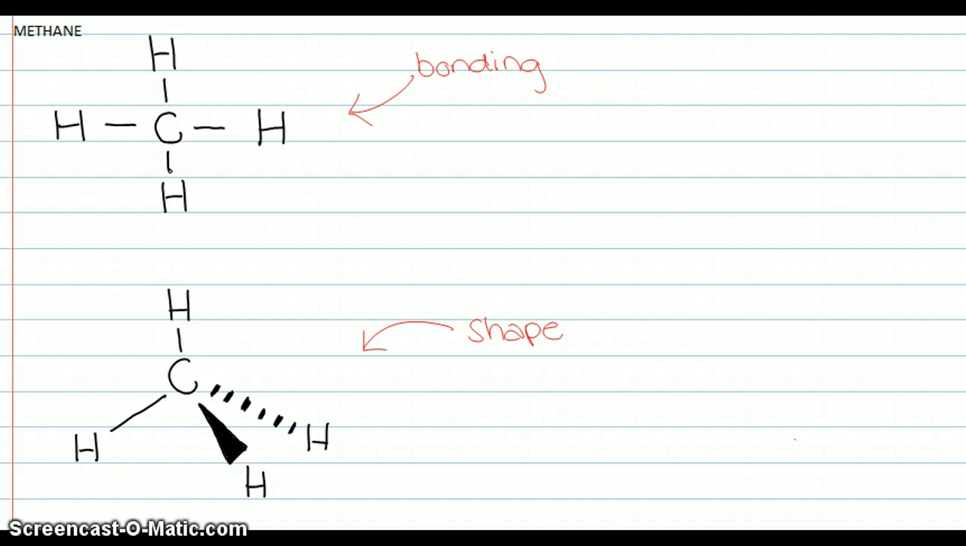In a methane molecule, 4 hydrogen atoms are linked to 1 carbon atom by single covalent bonds. The 4 valence bonds of carbon are arranged tetrahedrally in space. Thus, a methane molecule has a tetrahedral shape. It has an angle of 109.5, which would be right there.